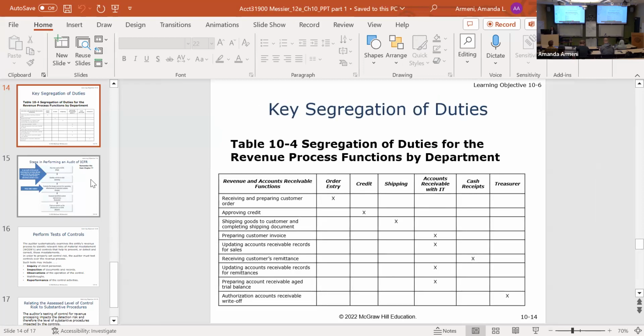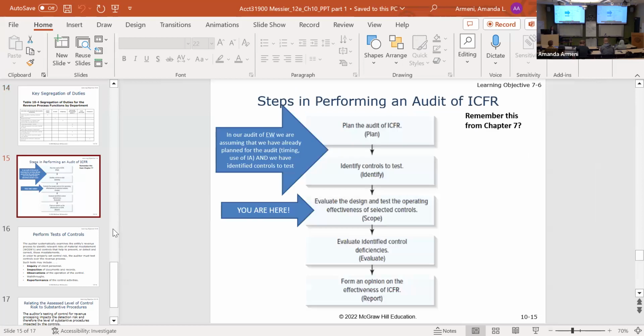case study. Okay, so you will recall this outline from Chapter 7. This outline provided us with the blueprint that the auditor follows in order to conduct their test of controls. Okay, what we are assuming in our case study is that the planning and the selection of controls to test has already been done. So we have already planned for our audit. We know which locations we're going to audit. We know which business processes. We know whether we're going to use internal audit as a function or not. We know all of that.